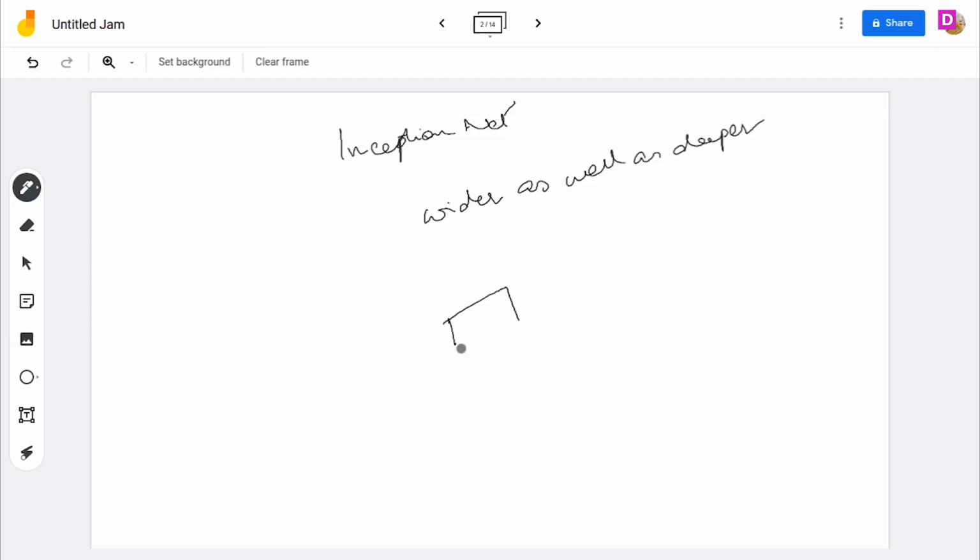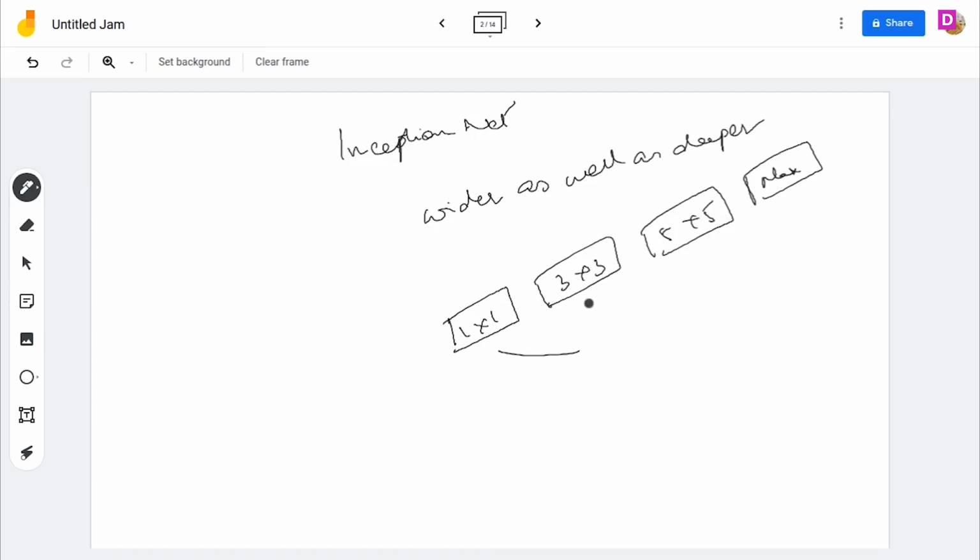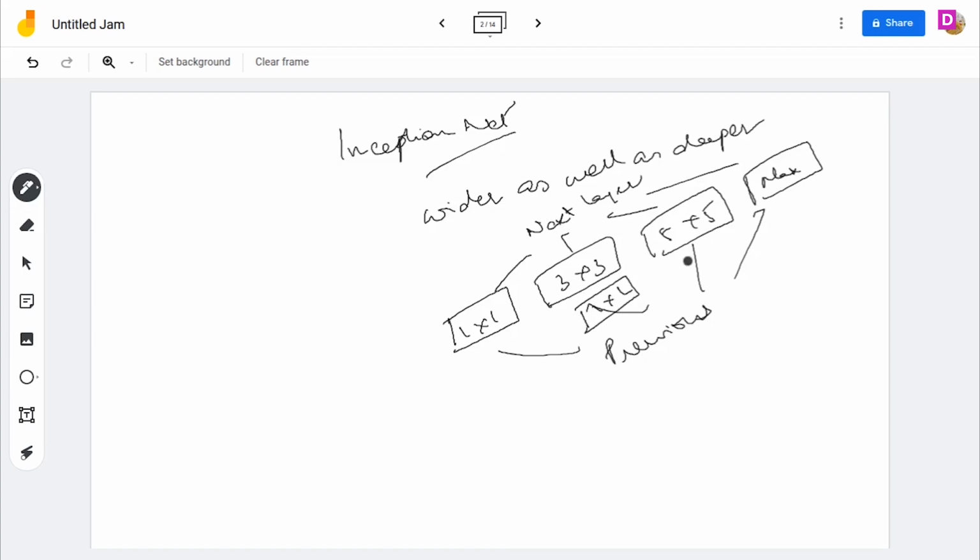So the whole point of InceptionNet was to go wider as well as deeper. Here they use convolutions of different sizes to achieve that. You have a 1 cross 1, a 3 cross 3, a 5 cross 5, and then one max pooling, and all these are connected to the previous layer and then concatenated to form the next layer. This was the basic structure, the naive module, and if you add dimensionality reduction, it has a 1 cross 1 in front of all of these. So this was the whole thing about the inception module.